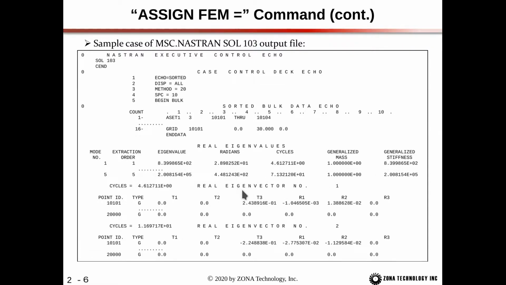And then next we go on to the eigenvectors. So ZEUS will build up the phi matrix, or the eigenvector, by parsing this output here. So we have the grid points here, which of course would match the grids up in the input. And then we have the grid displacement in each of the 6 degrees of freedom for each grid.